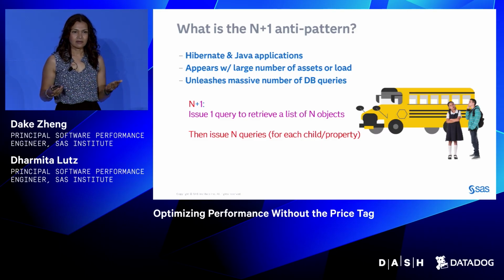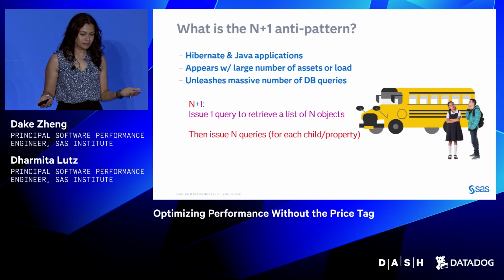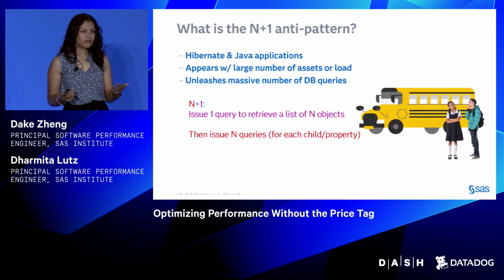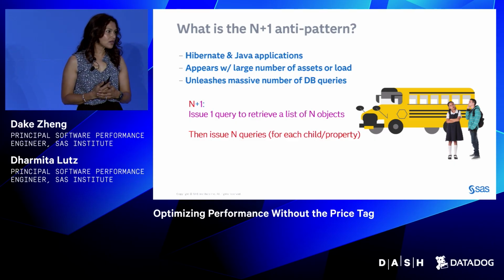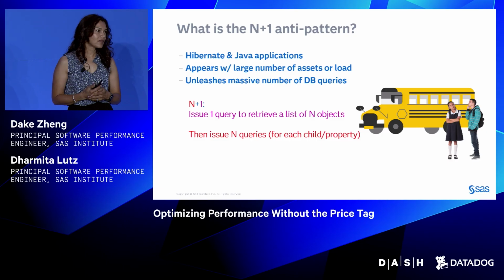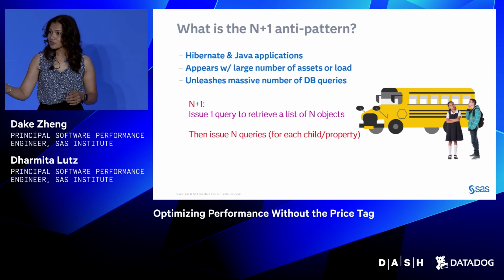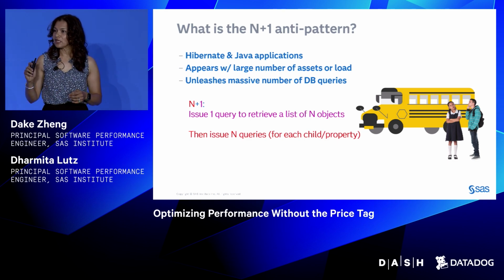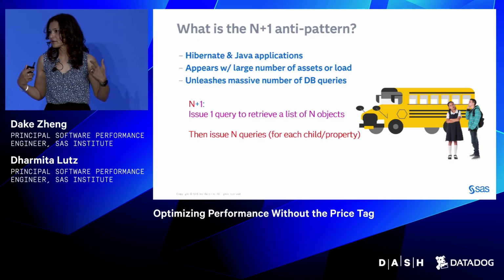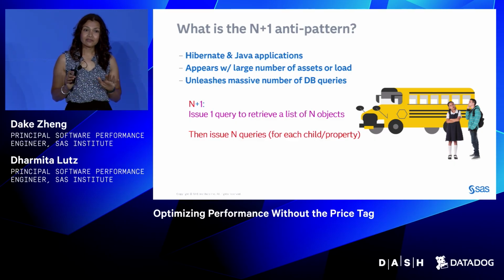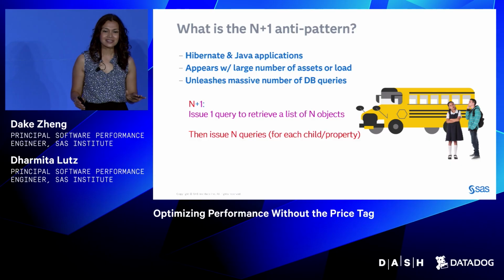So the analogy would be, imagine you're leading a school trip. You go to the front office and you say, how many kids are going on this trip? And the front office says 353. And imagine if you had to go back into the school, and for each child that was going on the trip, you had to retrieve their property or their backpack. It's going to take a really, really long time to get those buses on the road.